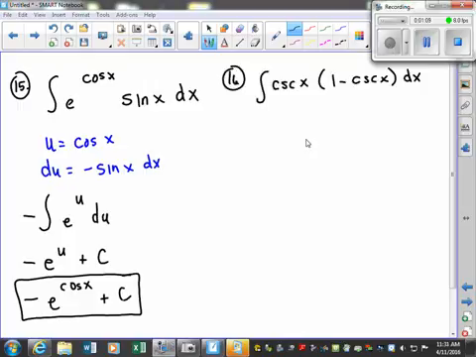Alright, this next one, integral of cosecant x times 1 minus cosecant x dx. Nothing really standing out to me. One of the things that we can do is use algebra to distribute this and see if that makes anything look a little more familiar to us. So cosecant x times 1 is just going to be our cosecant x. And then we would just get cosecant squared x dx.